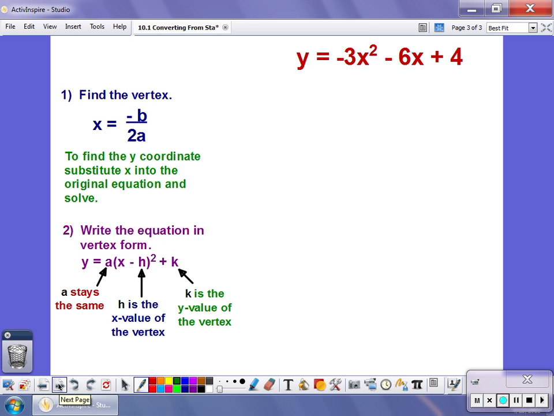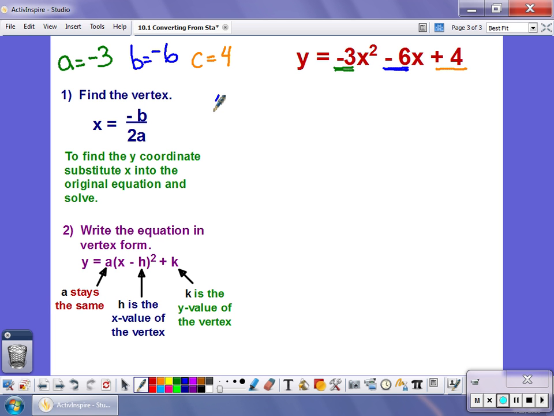Let's try one more. Again, start off. Axis of symmetry, we've got to find that x value of the vertex. Find a, which is negative 3. Find b, which is negative 6. Find c, which is 4. And now we're ready to plug into this equation.